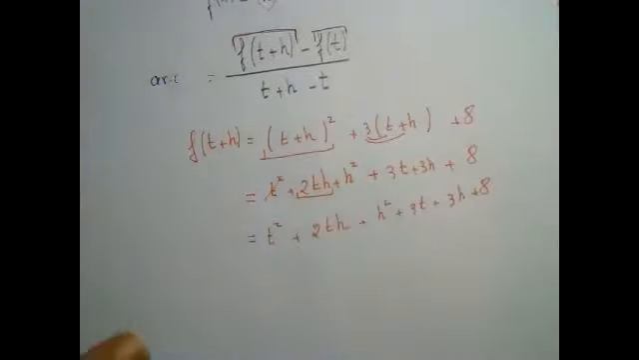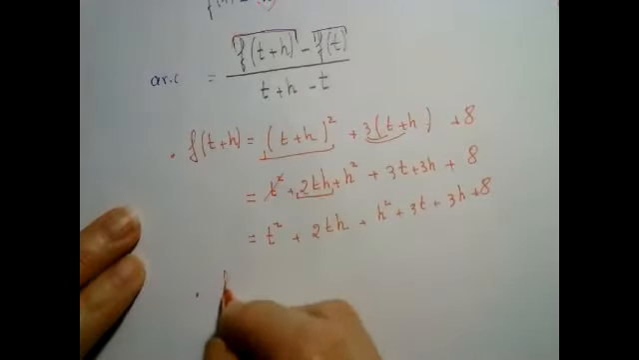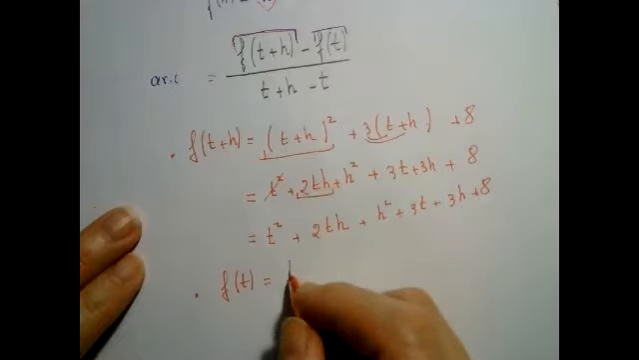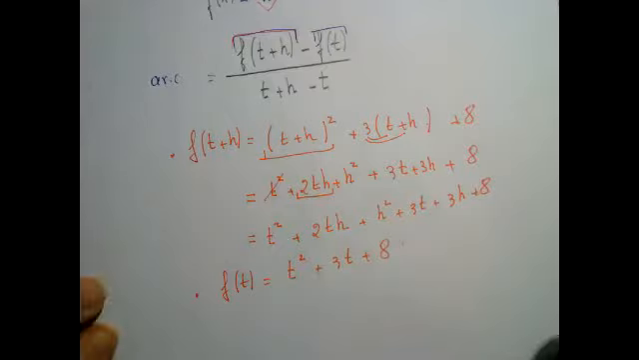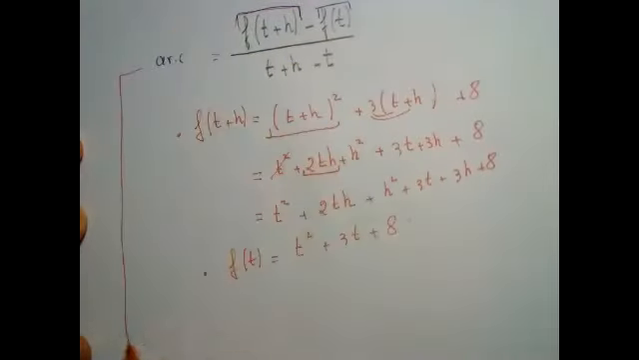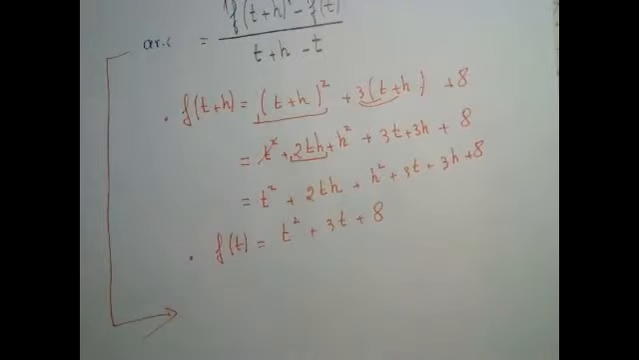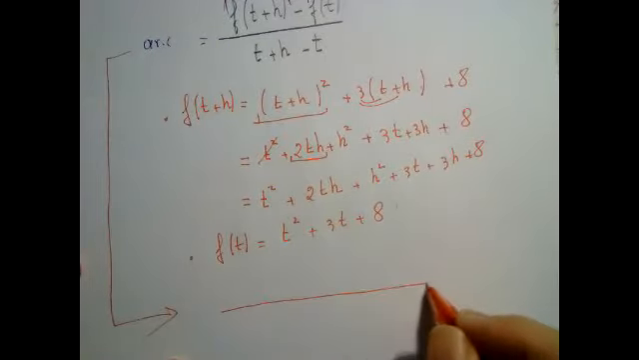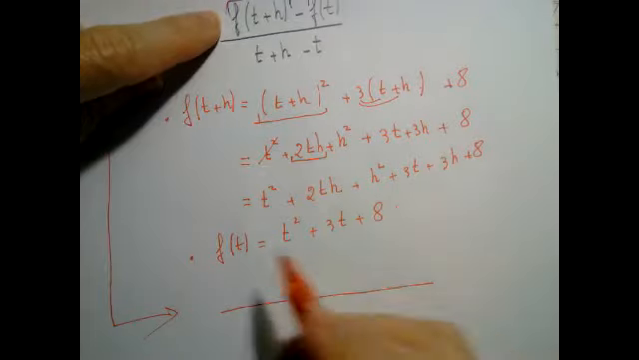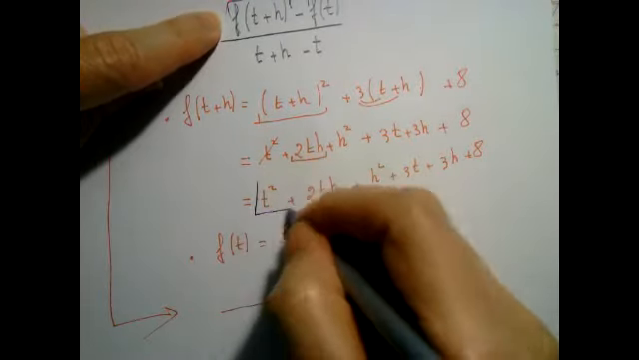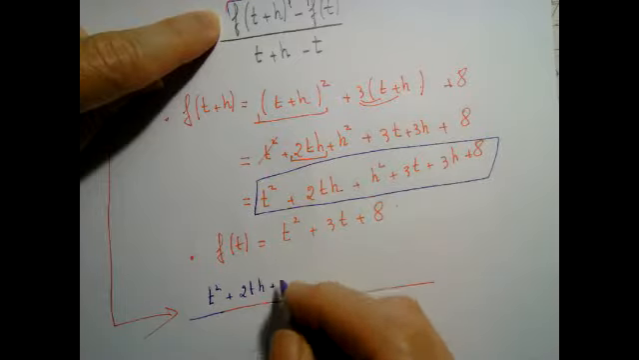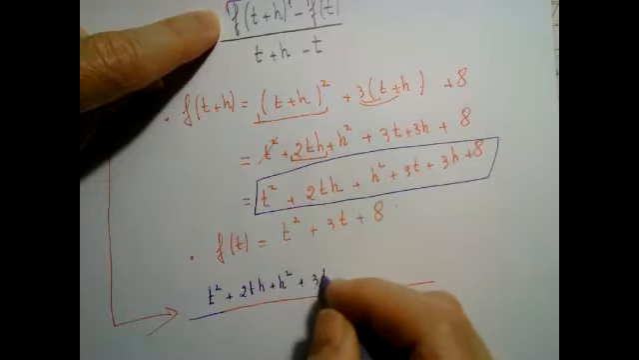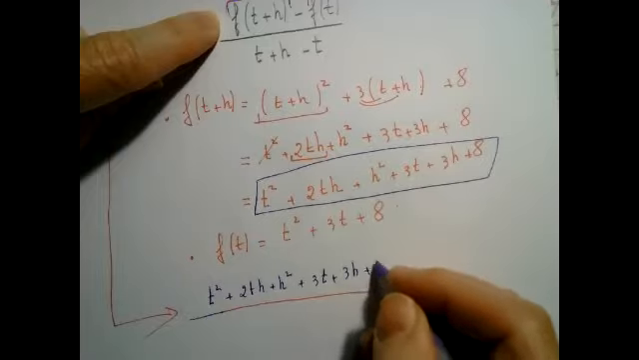Now, what is f of t? f of t is you plug in t for x. Now the part that I think you got confused with. Now every term is going to be substituted by its value. This is f of t plus h, and I'm going to write it down here. That's t squared plus 2th plus h squared plus 3t plus 3h plus 8.